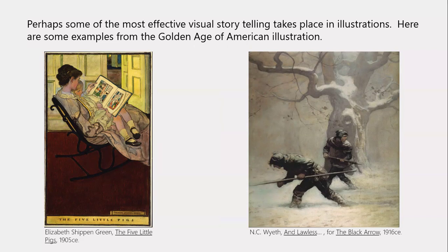There's a whole separate lecture, and I think it's either in unit 8 or unit 9, where I cover illustration. And in that lecture, I go into even greater detail about the golden age of American and British illustration and painters like N.C. Wyeth and Elizabeth Shippen Green, both artists that I greatly admire. But for now, we'll just hint at that.